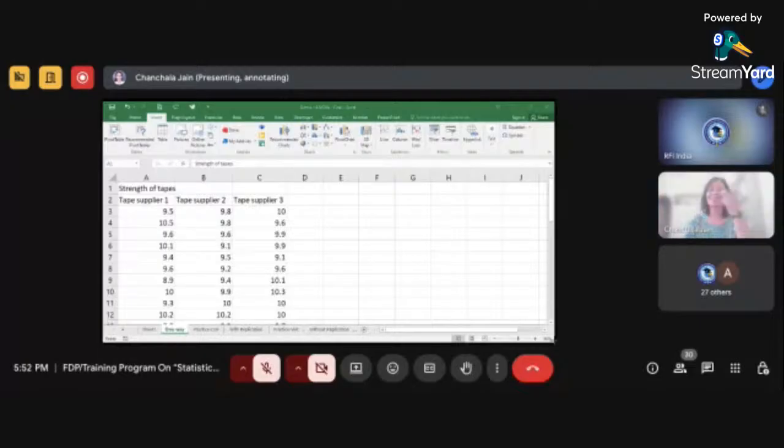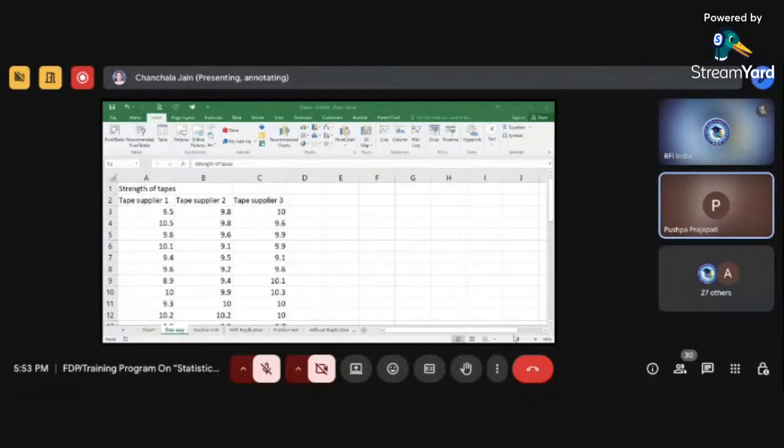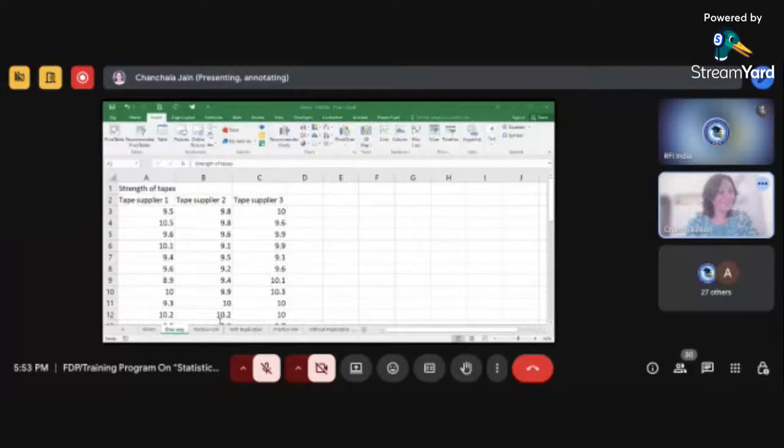Yes. Anyone? Ma'am, is it 4? We have only two variables, and the suppliers have 3 categories because there are 3 suppliers. So supplier and strength of the tape. Fine. I think Pushpa, now you are correct.